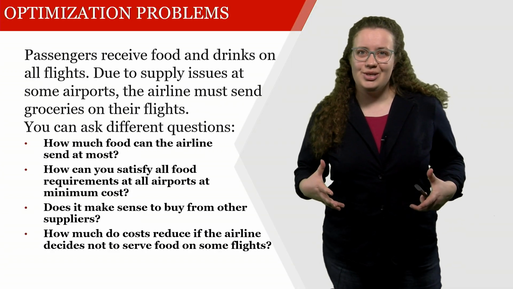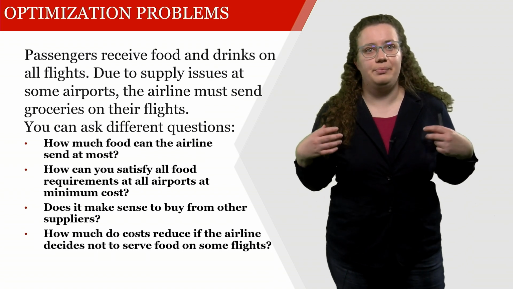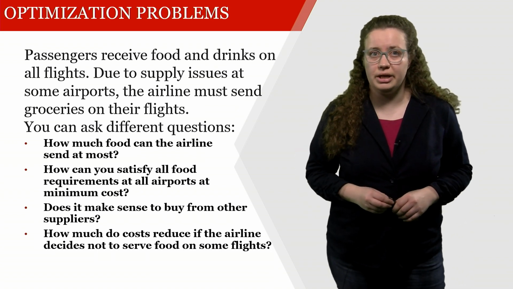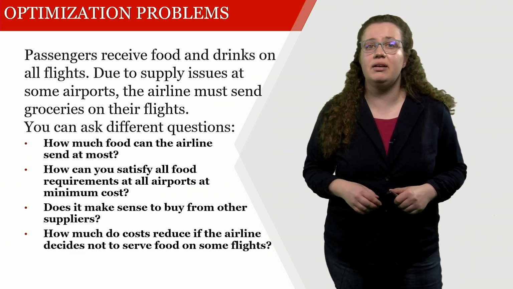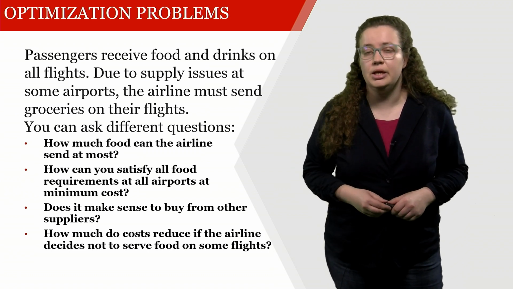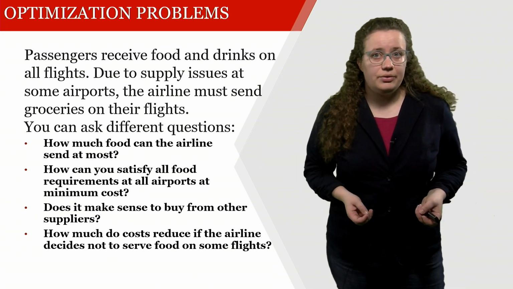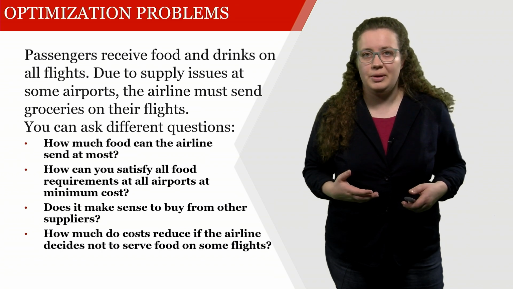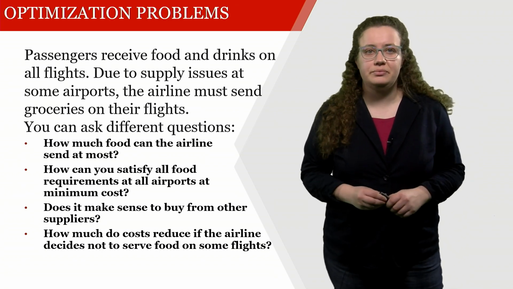And now let's look into an extension of this case. So now we have passengers which receive food and drink on all flights. Due to supply issues at some airports, the airline must send groceries on their flight. So for example, Toulouse and Vienna don't have any groceries anymore, and you have to supply this from London Heathrow and from Amsterdam and from Rome.